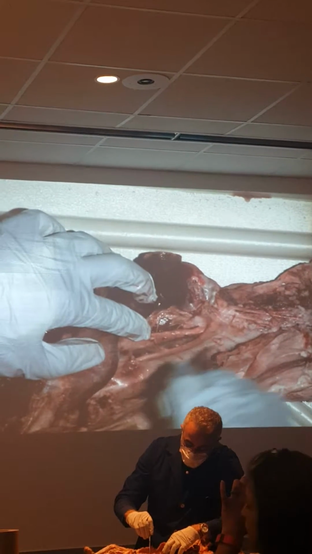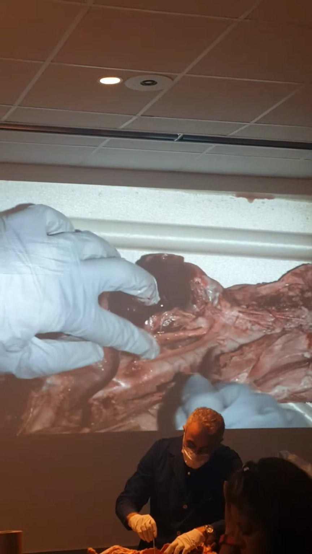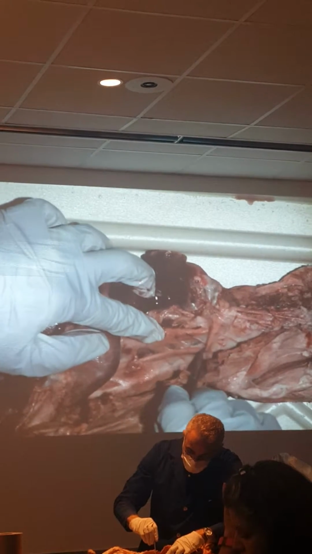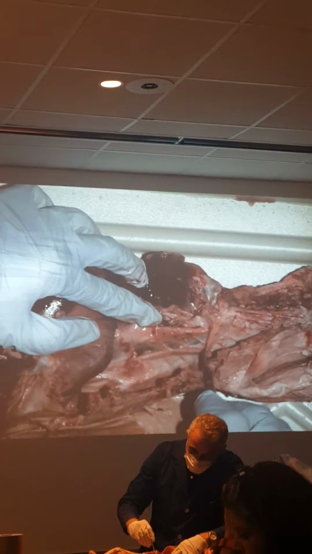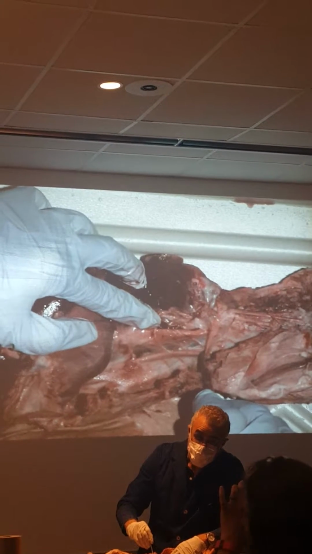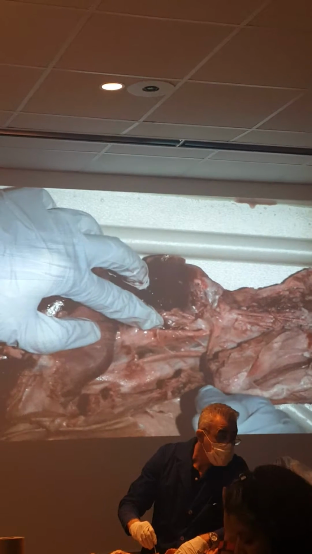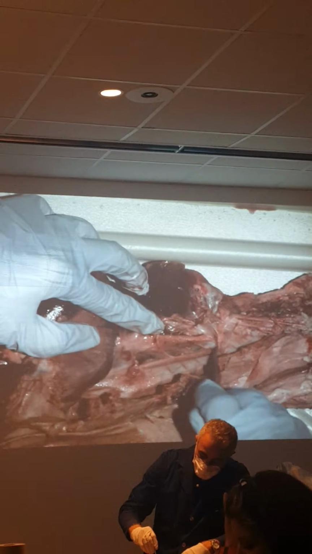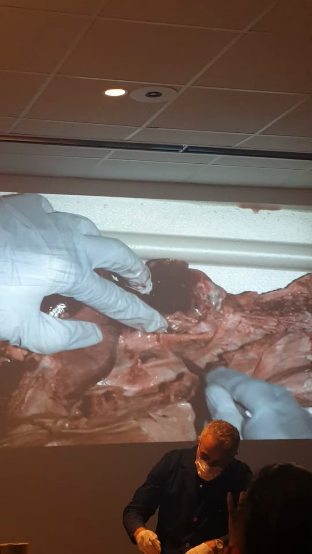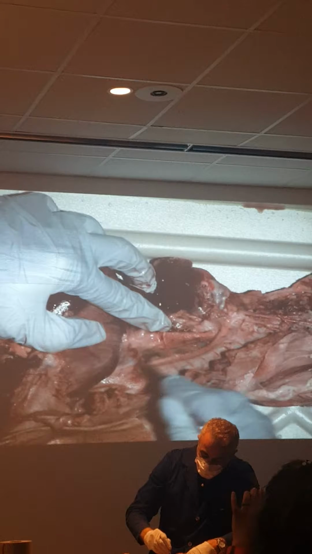What do we call these? Intercostal. And on this side, it goes to the esophagus. You see that? What do we call that? Esophageal. That's right. See? Right here? It keeps doing that.